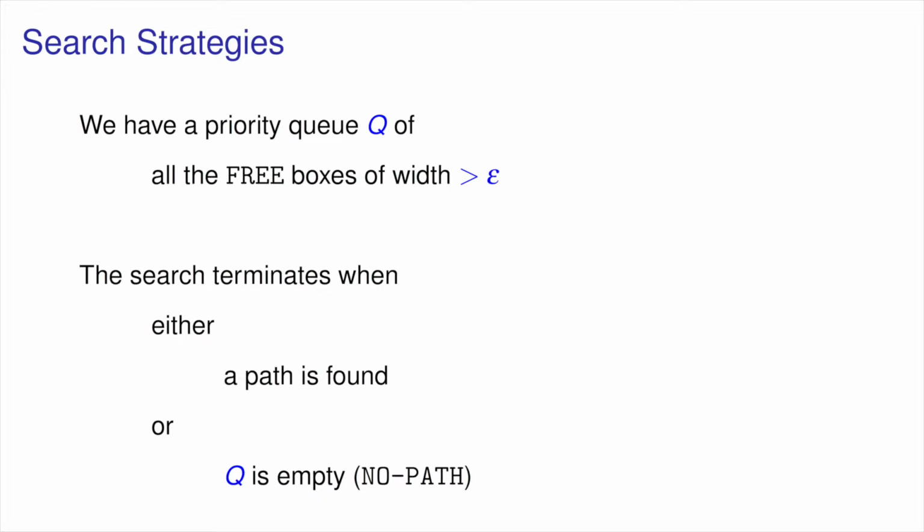The algorithm is controlled by a priority queue which contains boxes that are mixed and greater than epsilon in width. In the main loop, we repeatedly remove a box from this queue, split it, classify the child boxes, and put the mixed boxes back into the queue. The algorithm terminates when a path is found, or if the queue becomes empty.